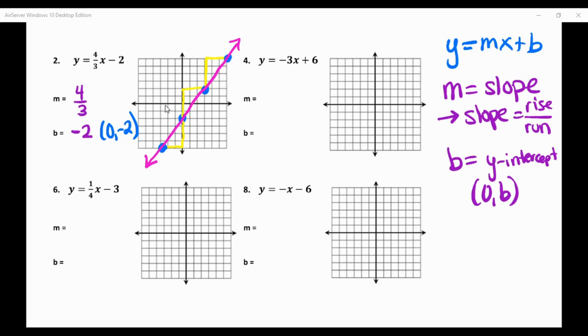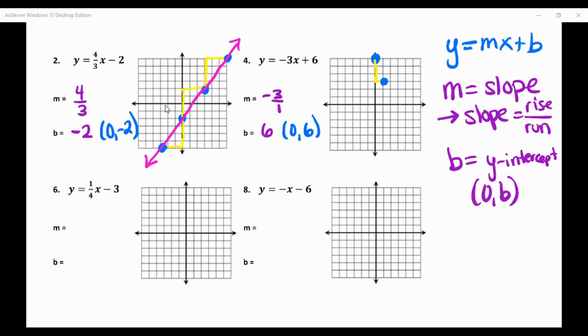For number 4, the slope is -3, so we'll write that as -3 over 1. And the b value, which is the y-intercept, is 6, which means the first point we'll graph is the point 0, 6. Rise over run, so -3 over 1. So we'll go down 3 units to the right 1 and graph our next point on our line.